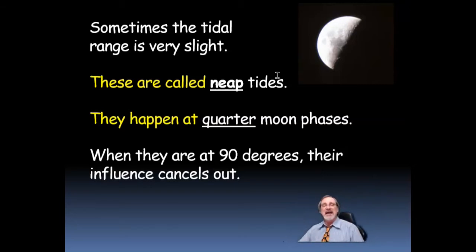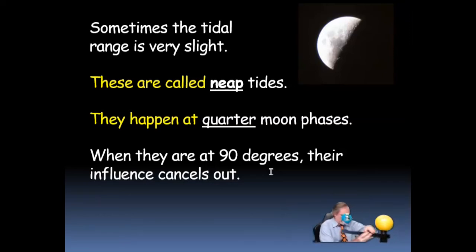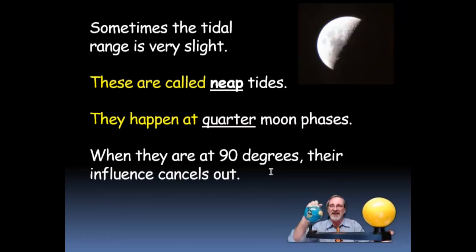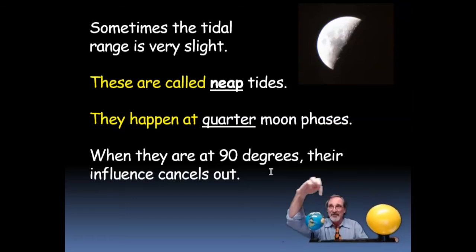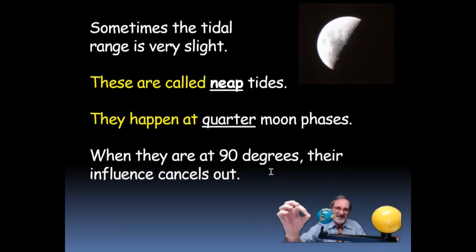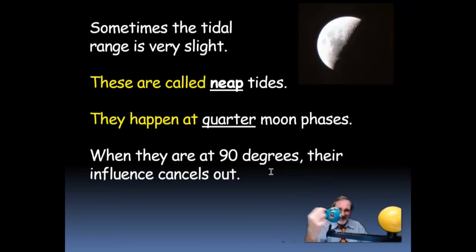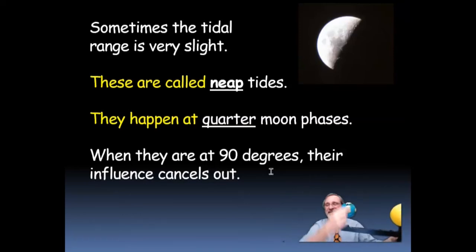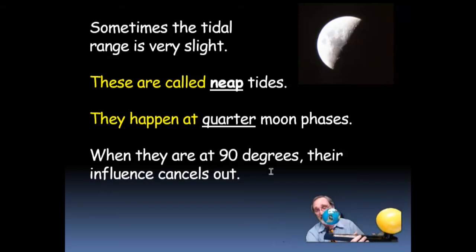Neap. And these happen during the quarter moon phases, when it's about 90 degrees, their influence kind of cancels out a little bit. What happens is on the side of the Earth where the sun is trying to make a high tide here, if the moon's over on this side, it's trying to make the high tide where the low tide is for the sun. And so it subtracts from it. The sun's influence subtracts from the moon's influence.